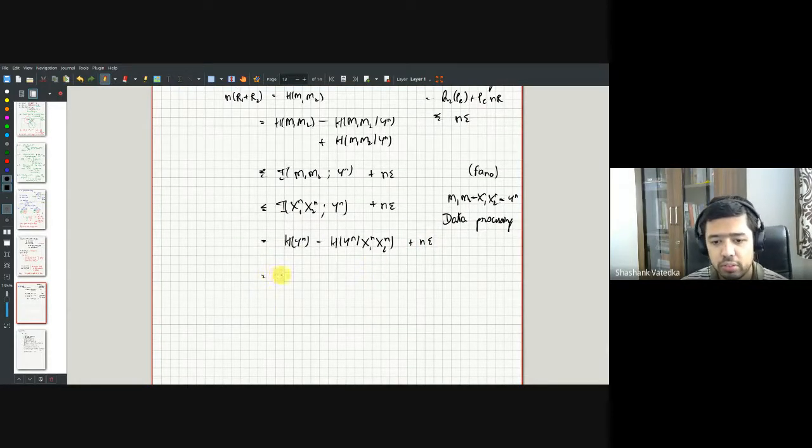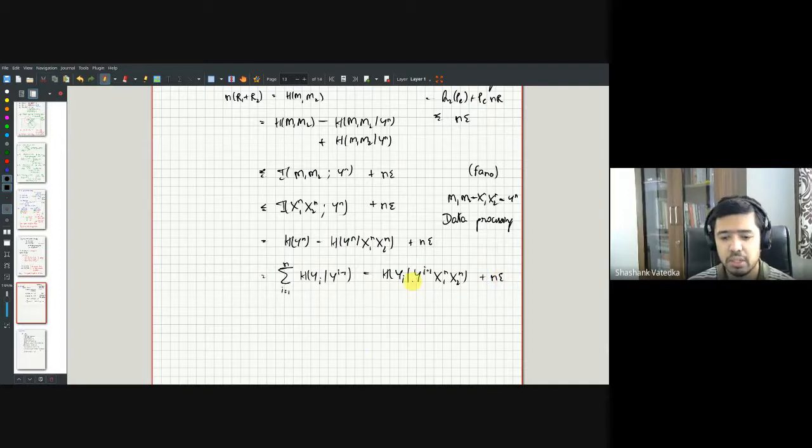So this is equal to the summation from i equal to 1 to n of h of Yi given Yi minus 1, minus h of Yi given Yi minus 1, X1n, X2n, plus n epsilon. Basically here I've just used the chain rule for entropy.